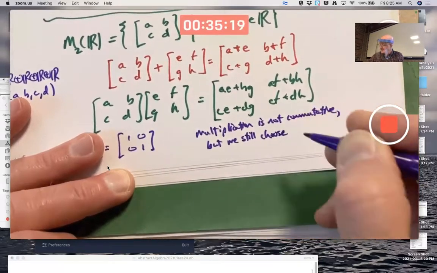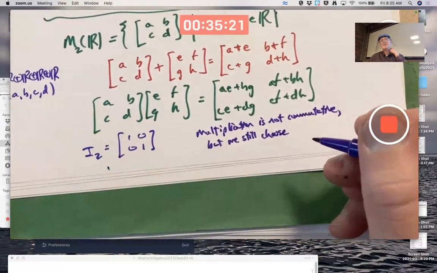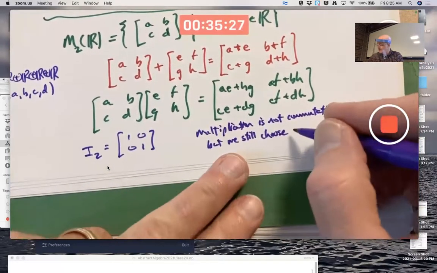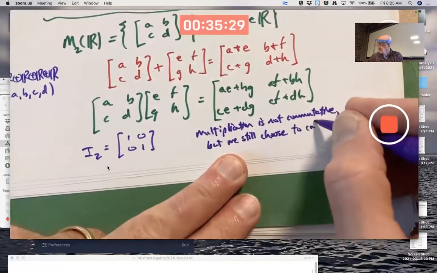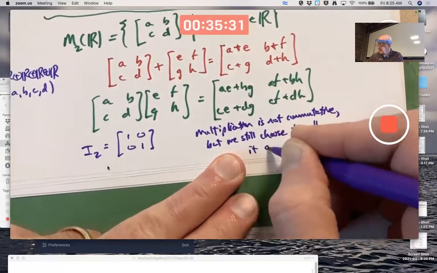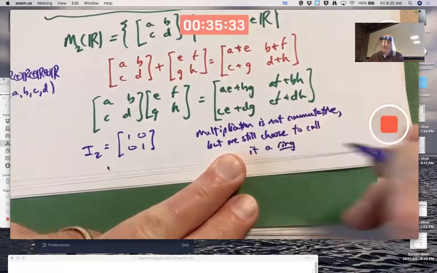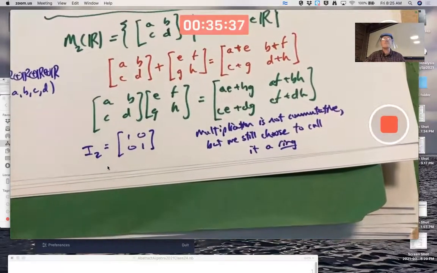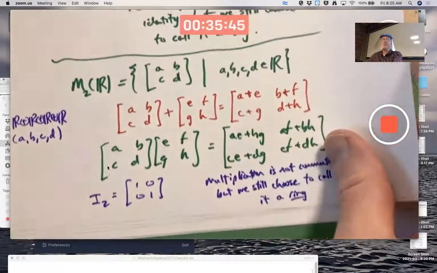There are choices to make when you're constructing an abstract math theory, an axiomatic system. There are lots and lots of examples. You'll find more in the book. Let me talk about one more example, then we'll think about the definition.